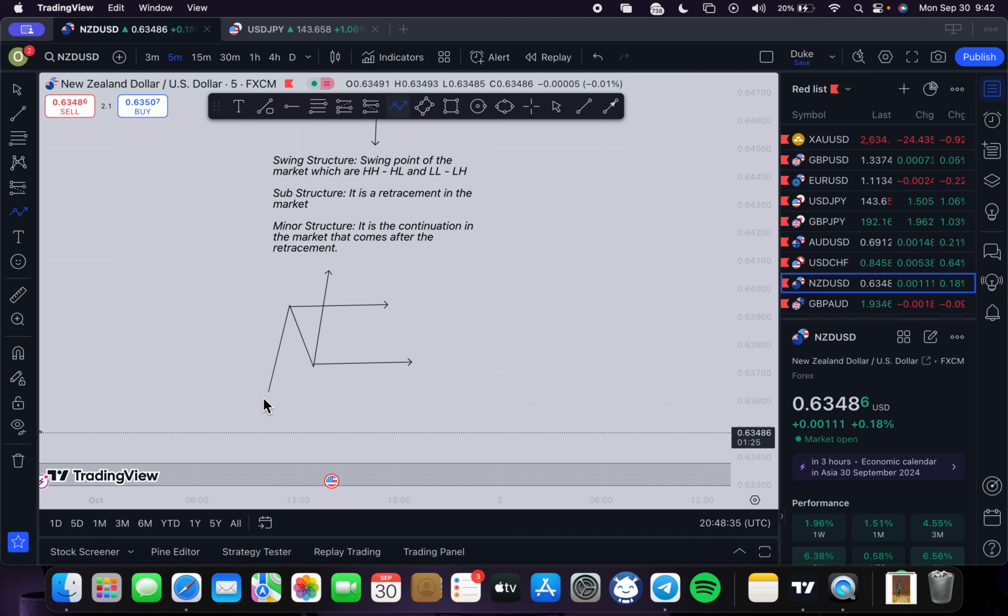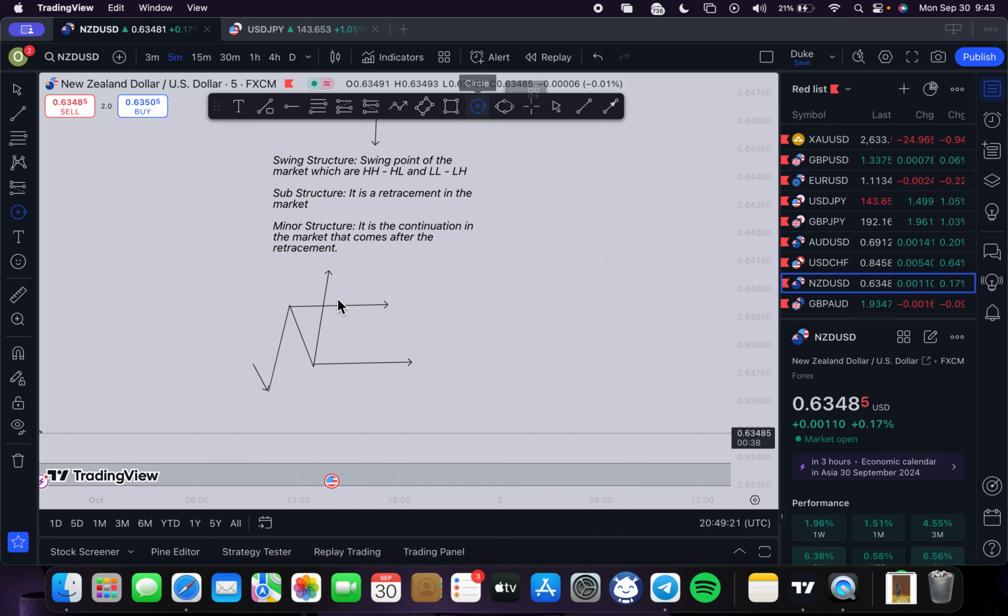Let's say we have something like this. In algo structure, in advanced market structure, we know our point one here, this place to here, as our swing structure.